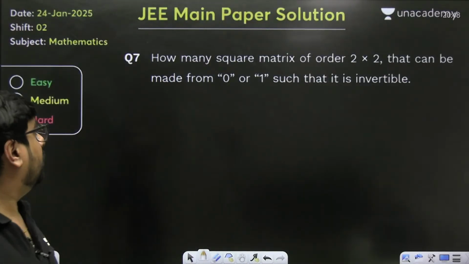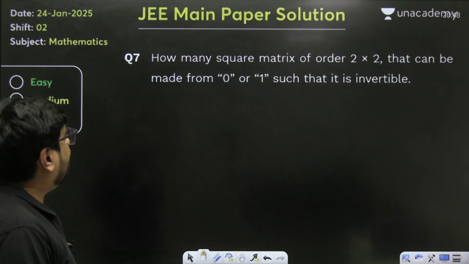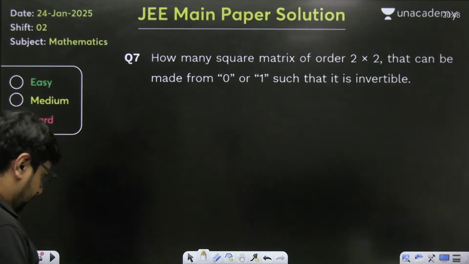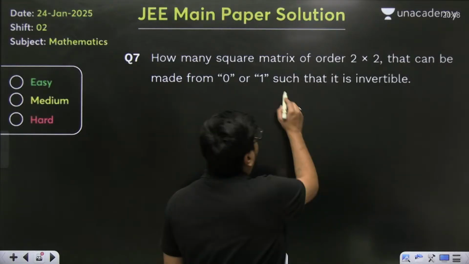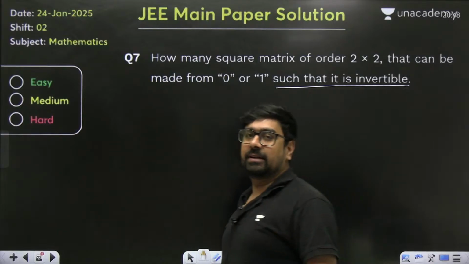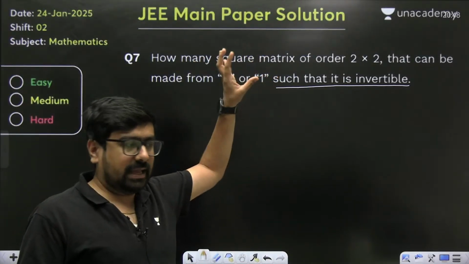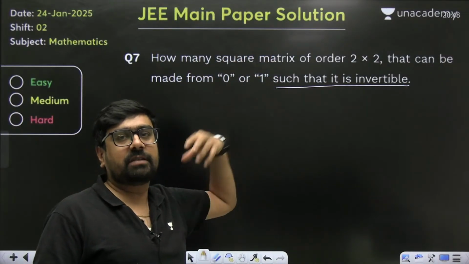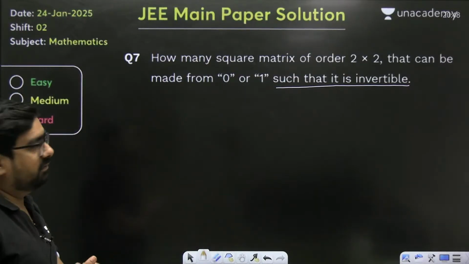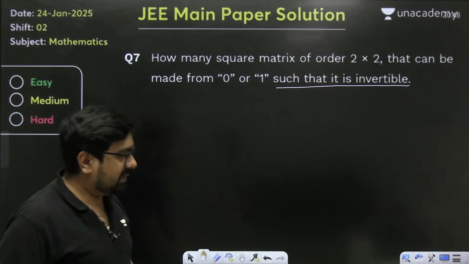Now, one more question. How many square matrix of order 2 cross 2 that can be made from 0 or 1? This is one good question because it is given such that it is invertible. The question is involving matrix also and permutation combination or probability also. There can be something else also in the question. There is possibility that they must have asked about probability or something. But so far, from my knowledge, this was the question which came around something around this. So this question we all like. What is it saying? Let's try to understand.